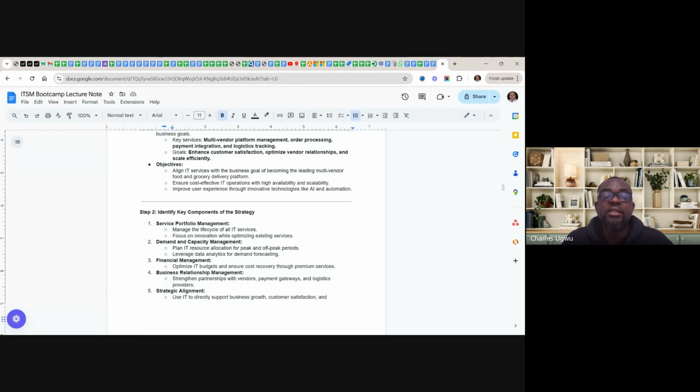Demand and capacity management: plan IT resource allocation for peak and off-peak periods. Leverage data analytics for demand forecasting. So we need to plan our IT resources to cover the peak period especially, making sure that within our peak period we are not struggling, we are not having a crisis, and our server is not struggling during peak period.